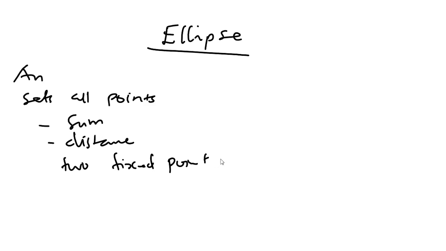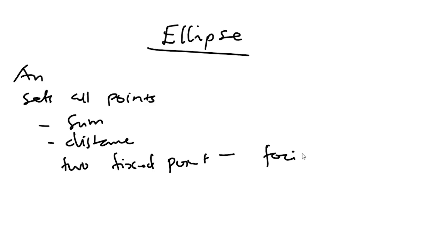So these two fixed points that we are talking about are called the foci. That's the plural form. Each of them is called the focus, and the plural form is the foci. The line containing the foci intersects the ellipse at a point called the vertex.